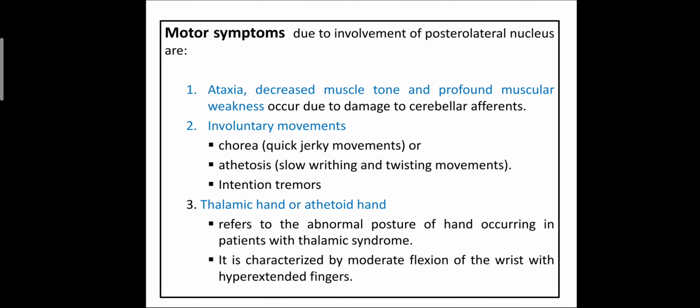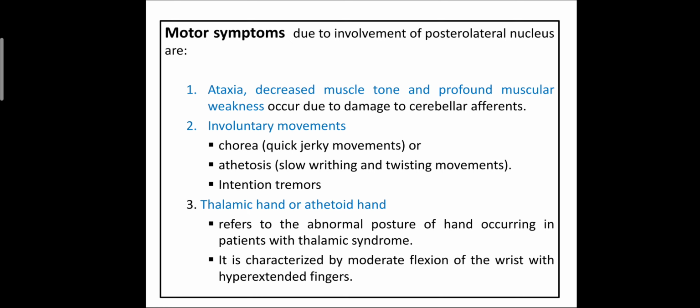Motor symptoms due to involvement of the posterolateral nucleus are ataxia, decreased muscle tone, and profound muscle weakness, which occur due to damage to the cerebral efferents. Involuntary movements: chorea, where quick jerky movements occur; athetosis, where slow writhing and twisting movements occur; and intention tremors occur.